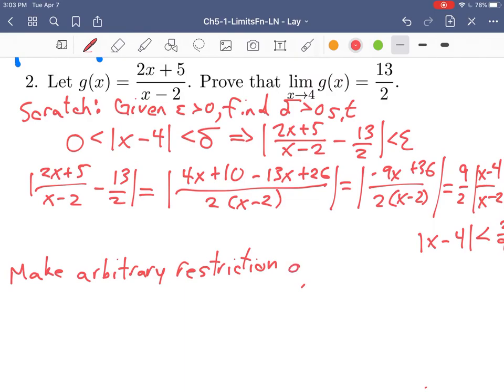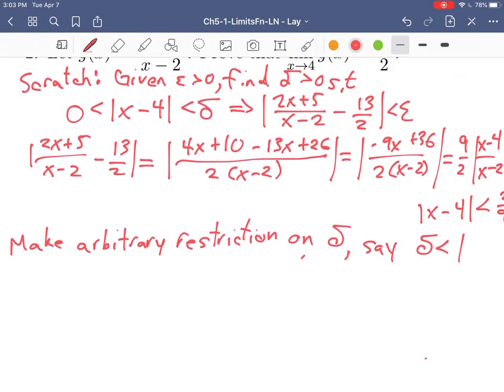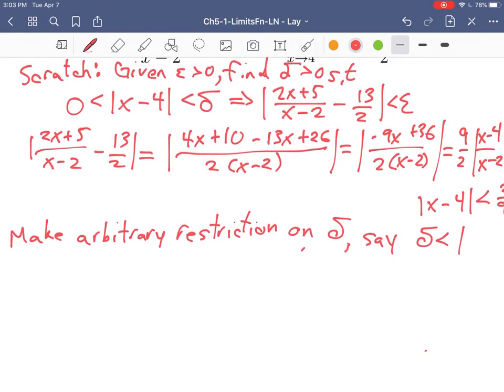On delta. So we're going to make some arbitrary restriction on delta. Let's say delta is going to be less than 1. You might say, why did you pick delta less than 1? What if I wanted to pick delta less than 2? And I would say, okay, pick delta less than 2. That's fine. We are making an arbitrary restriction.